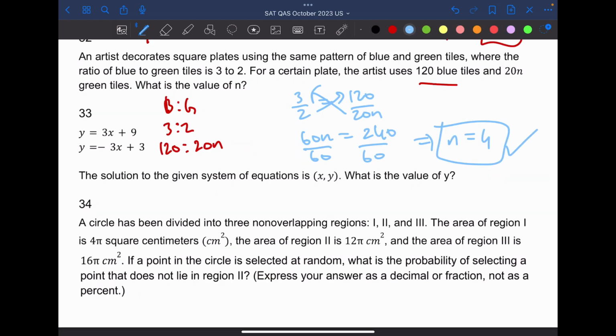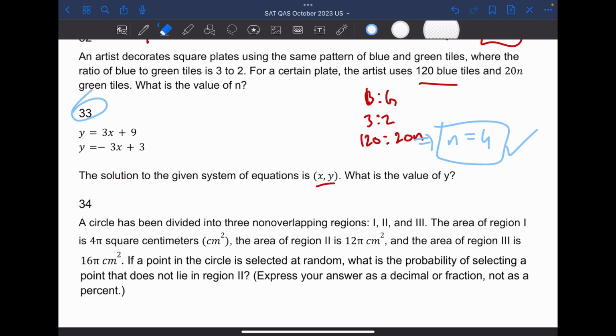Okay, so yeah, question number 33, we have two equations. y is equal to 3x plus 9, and y is equal to negative 3x plus 3. And the solution to the given system of equations is (x, y). So there's one value of x to one value of y, where both of these are true. And then it says, what is the value of y? Okay, since I've noticed that this is a positive value for the x's, this is a negative value for the x's, I'm actually going to add both equations because this will get rid of both x's.